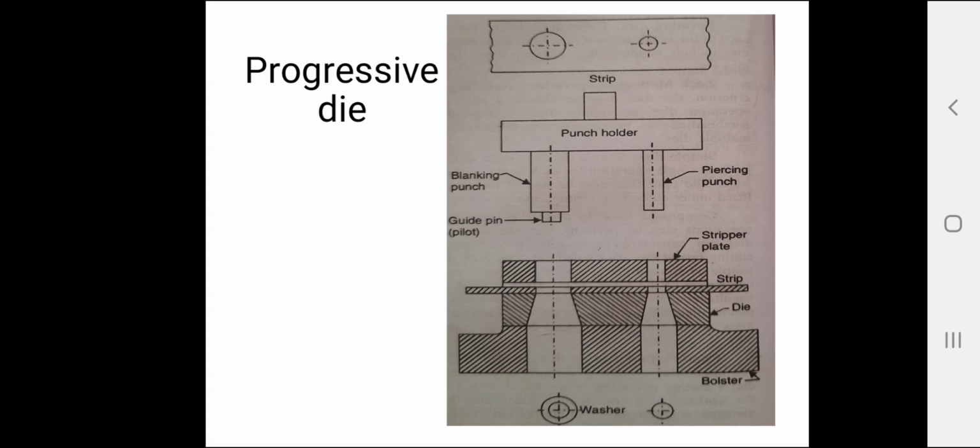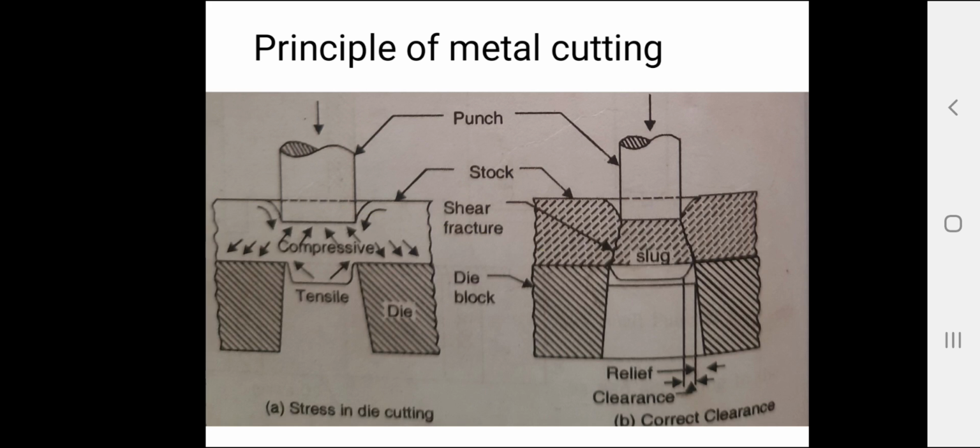Principle of cutting. So what is cutting? Cutting is nothing but separation. The cutting of a sheet metal in press working is a shearing process. Okay, two parallel unlike forces. A cutting action is explained in the figure. You can see this figure. Okay, stress in cutting: initially stress, and then cutting action takes place.